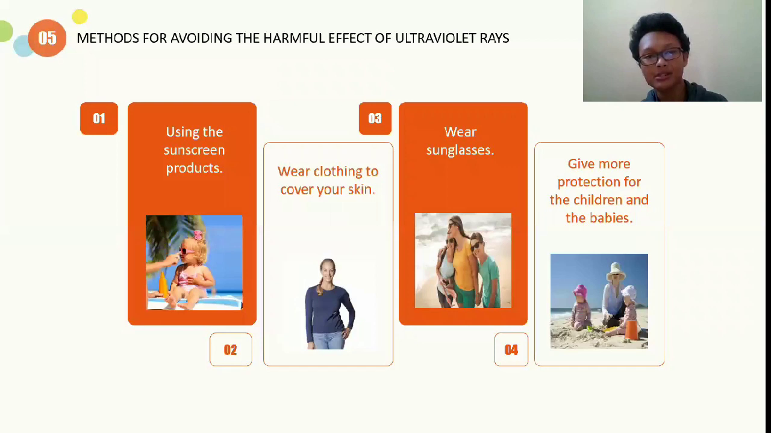These are the methods for avoiding the harmful effects of ultraviolet rays. The first is using sunscreen products, and then wearing clothing to cover your skin, and then wearing sunglasses, and the last is giving more protection to children and babies.